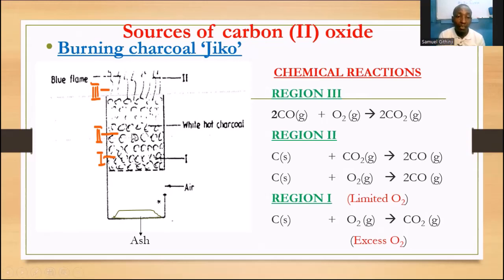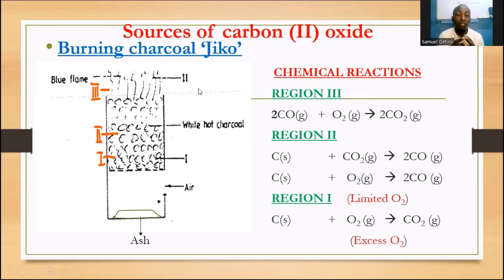Another reaction is taking place here. Carbon, that is charcoal, is burning in a limited supply of oxygen to produce carbon(II) oxide. So at the center, region 2, there is enough carbon(II) oxide being produced. Then at the top, the carbon(II) oxide ignites. Remember, in this case there is enough air from outside, so oxygen converts the carbon(II) oxide back to carbon(IV) oxide. Remember, some of the carbon(II) oxide escapes.